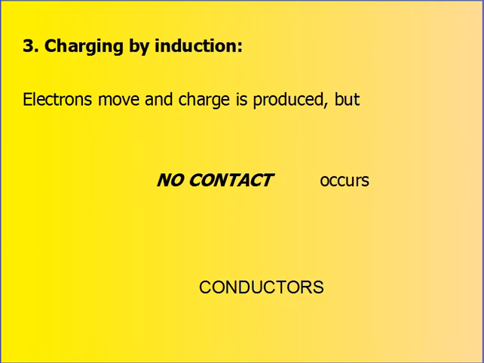Now, the third way of transferring charge is transfer by induction. Induction is important because electrons move, charge is produced, but there is no contact. Induction is always done by conductors. Remember that. Induction has no contact, and it's always done with conductors. Let me show you an example.